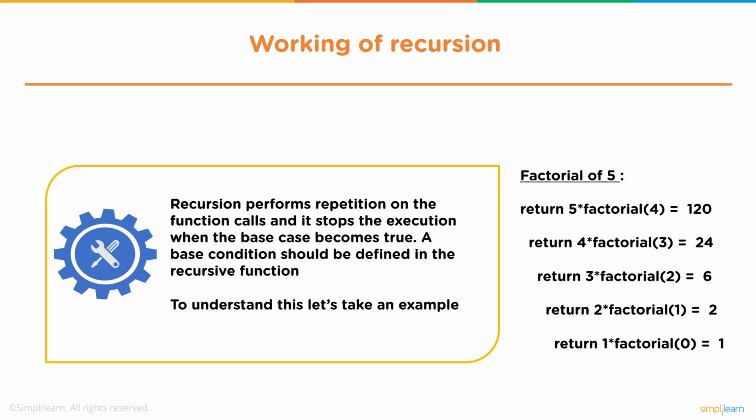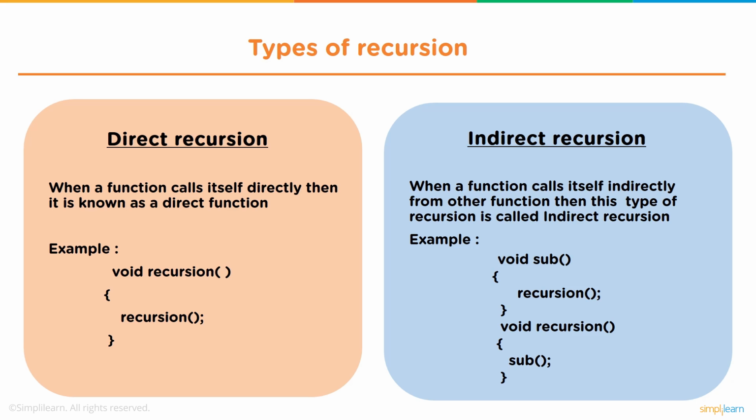Now, let's understand the types of recursion. First is direct recursion. As the name suggests, in this type of recursion, function calls itself directly. For example, void recursion. Here recursion is the name of the function and is being called by itself from within the function directly. Although there is no base case in this example, it shows the idea of direct recursion.